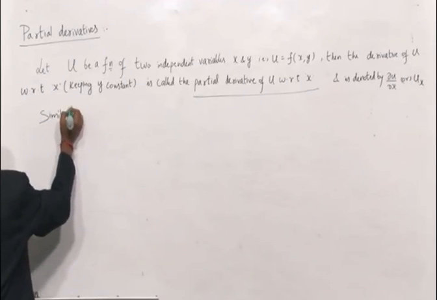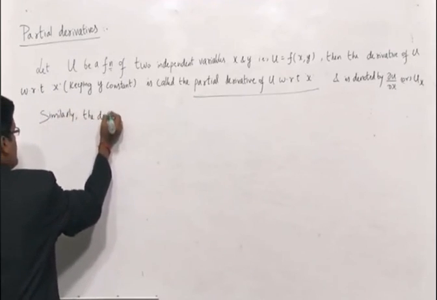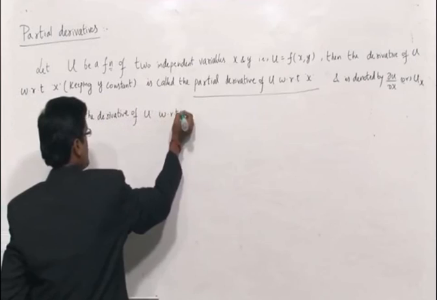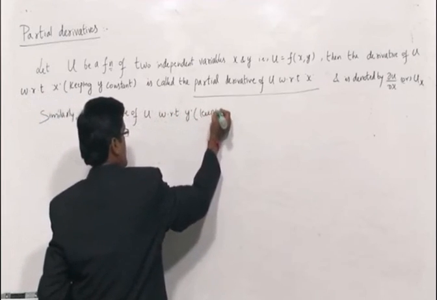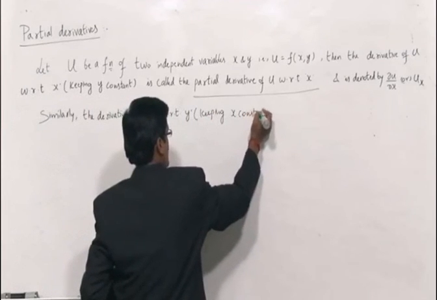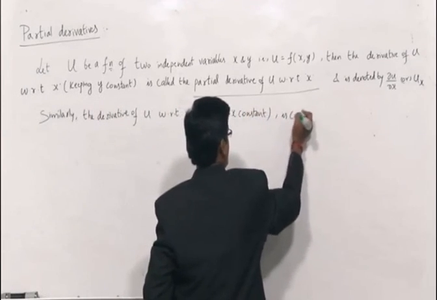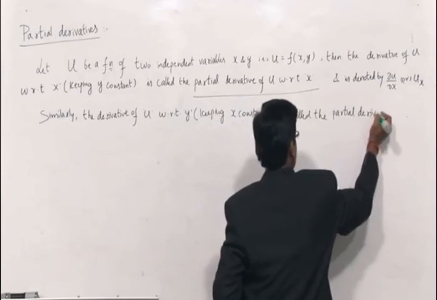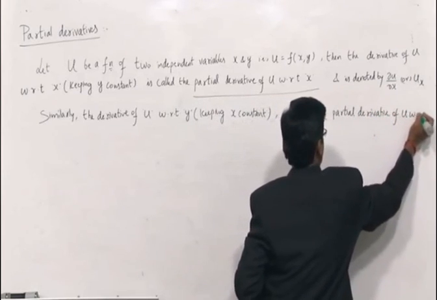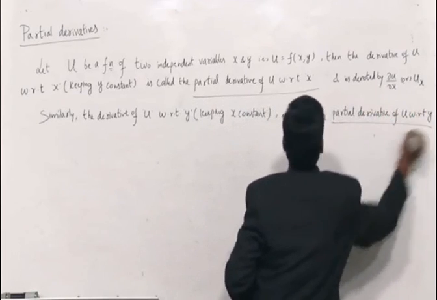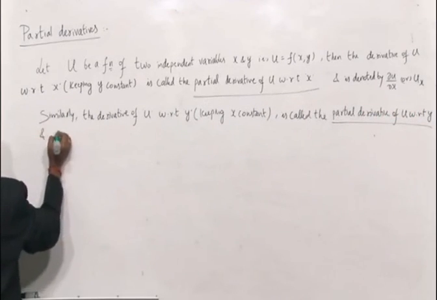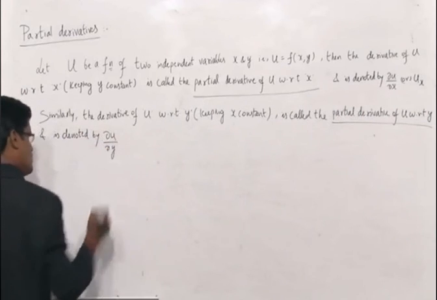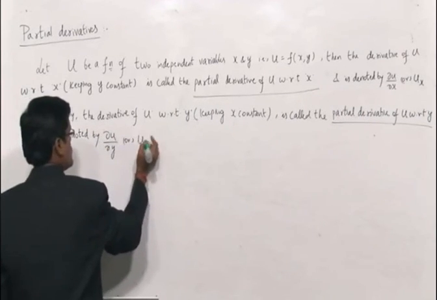Similarly, the derivative of u with respect to y, keeping x constant, is called the partial derivative of u with respect to y, and is denoted by dou u by dou y, or some pronounce it as del u by del y, or u suffix y.